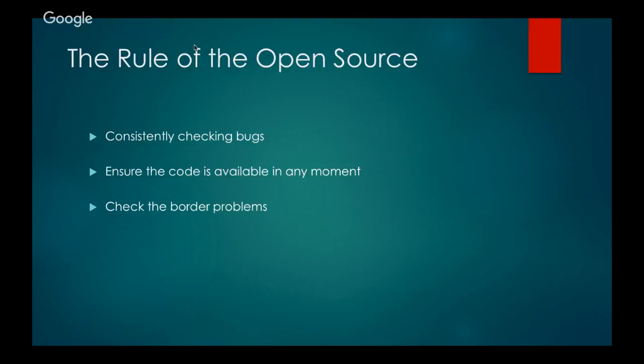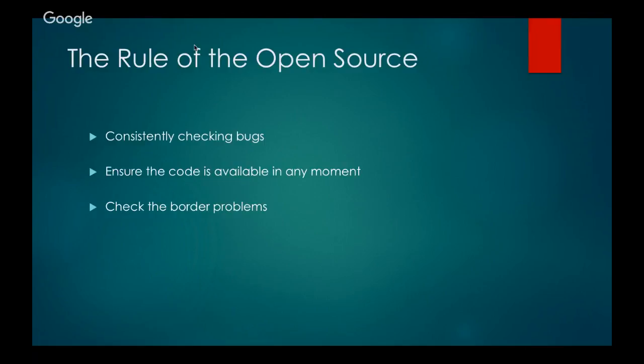In addition, there are also several rules that I haven't mentioned yet. Like the creator also has to consistently check for bugs. It is important for the creator to check the bugs whenever needed. And also, the creator has to ensure the code is available at any moment. The creator has to keep the open source working at all times.